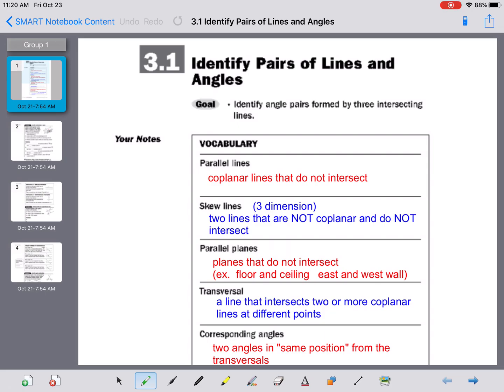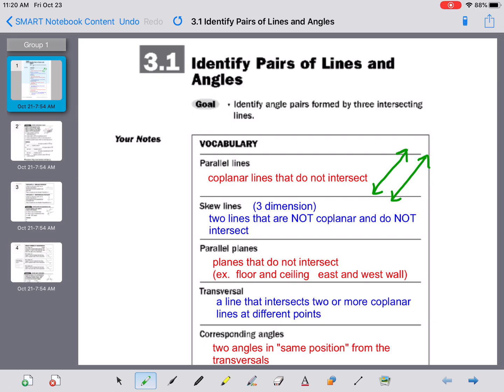So my first one is parallel lines: coplanar lines that do not intersect. When we look at those, they are two lines that are here, and I'm going to tell you, if two lines are parallel, they are coplanar. You could have a flat plane that goes between them. So if they're parallel, they're coplanar. You have to have them basically on the same plane to be parallel, okay?